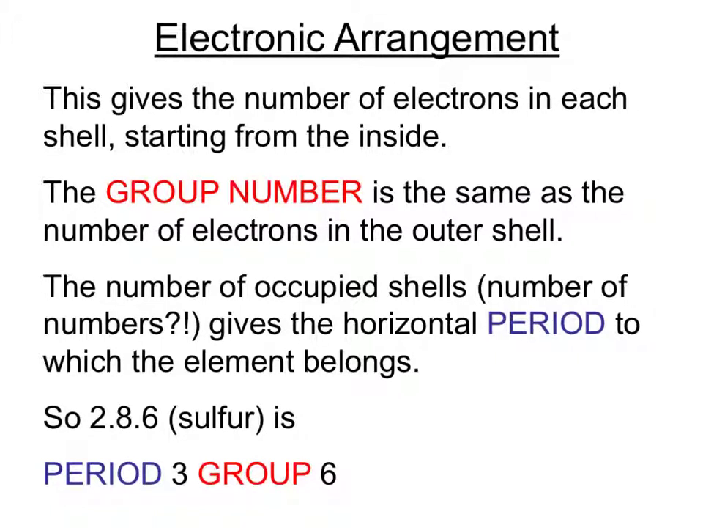The number of occupied shells, which is the number of numbers, I suppose, gives the horizontal period to which the element belongs. So for example, the element sulfur with the arrangement of 2, 8, 6 would be in group 6 because its final number is 6. That's the number of electrons in the outer shell. And the number of occupied shells is 3, so it belongs in period 3.